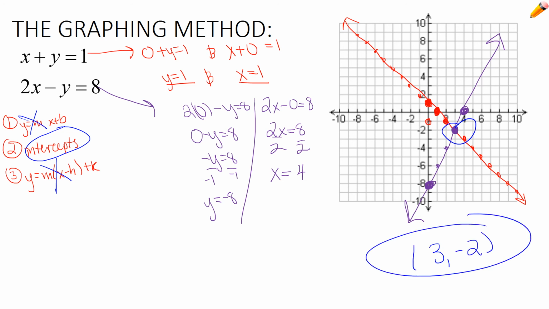So we had two lines that intersected, which means that we have one solution, and whenever we get one solution, we want to give that solution as an ordered pair. So my solution is 3, negative 2.